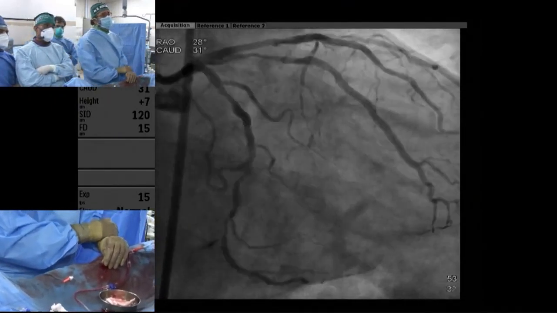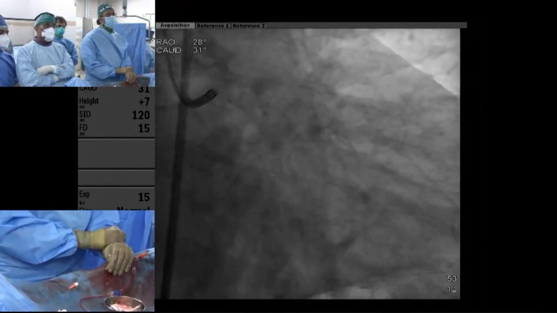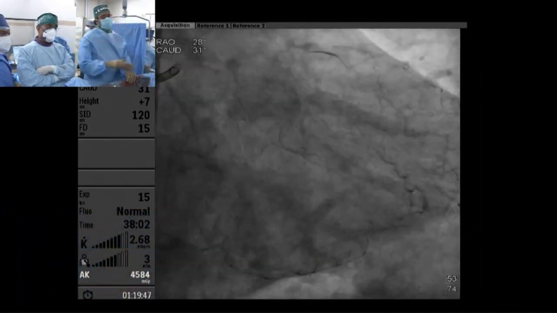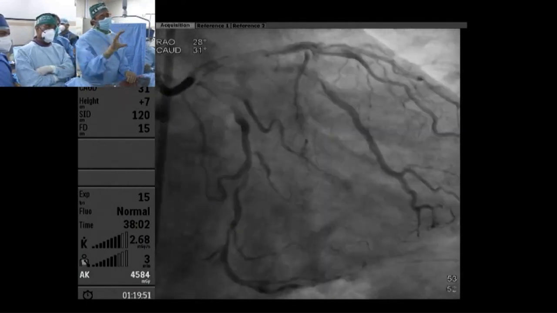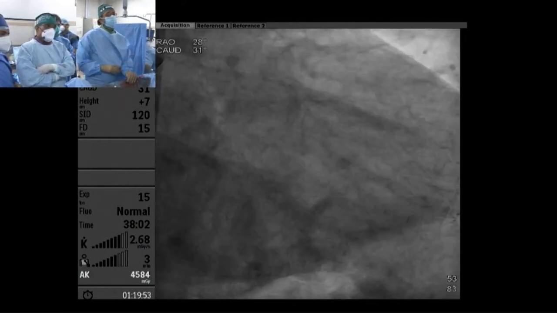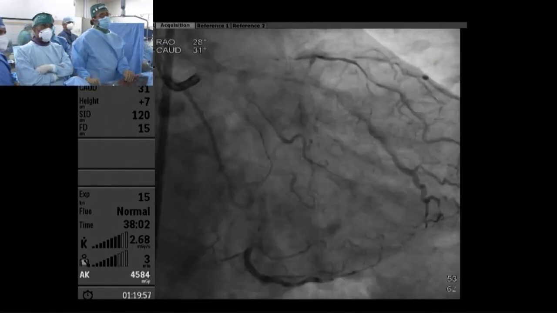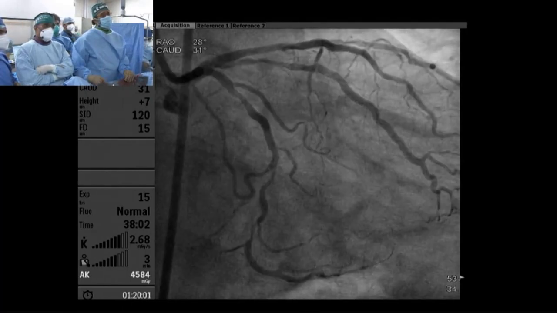I think we are going to the left now, sir. Yes, so we are with EBU 7. And you can see the circumflex as it is running in the AV sulcus. It is critically narrowed in the mid and distal portion and moderately narrowed in the proximal portion. So the plan is to go for the circumflex first. The next vessel that you see is actually a diagonal.